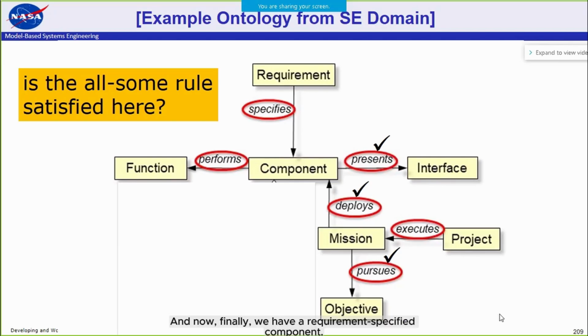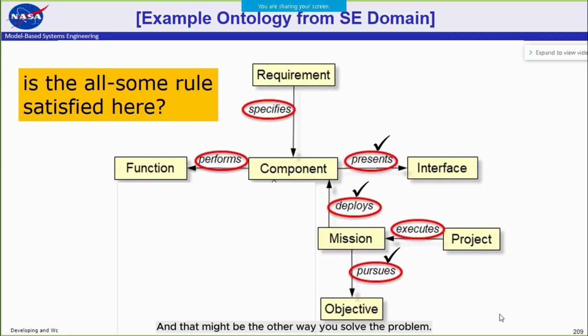And now finally, we have requirement specified component. Now, that would mean that all the requirements for the Mars mission were requirements for components. Now, there are two ways in which that might be true if it really did satisfy the all-some rule. One way is that the word requirement really means component requirement. And then there is another word which should probably be called requirement, which is more general, because there are other things which need requirements. Training institutions or training programs have requirements. Landing sites have requirements. Launch sites have requirements. And they're not components in the usual sense of the word component.